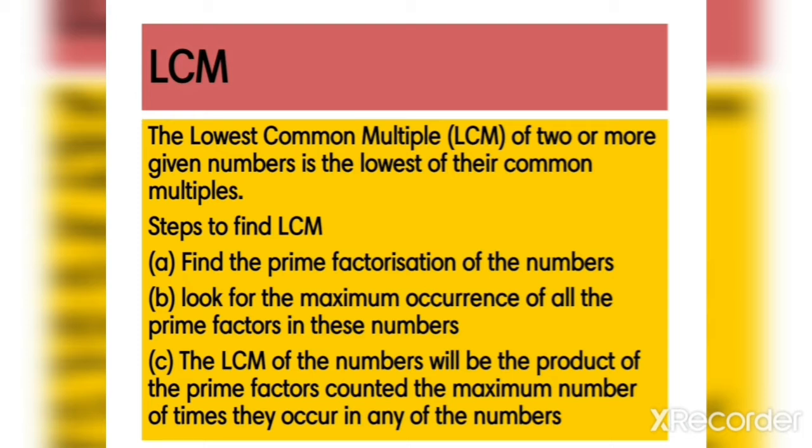The steps to find LCM are: first find the prime factorization of the numbers, then look for the maximum occurrence of all the prime factors in these numbers, and at last the LCM of the numbers will be the product of the prime factors counted the maximum number of times they occur in any of the numbers. Let's do it practically. We will solve practical sums of LCM to understand this.